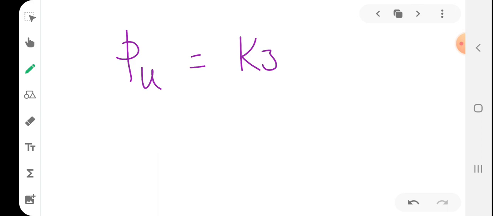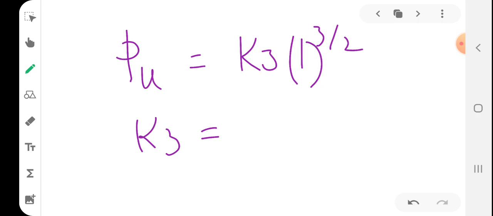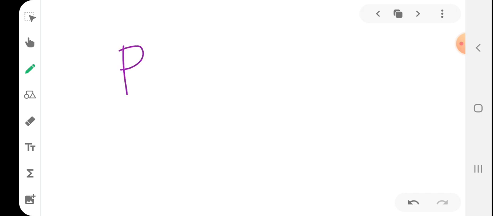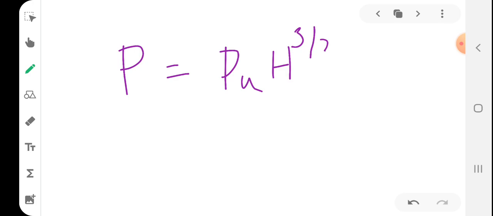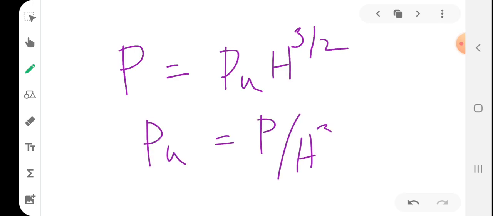So K3 into 1 raised to 3 by 2: when you substitute H as 1, P will become Pu. Solving this equation, K3 will be equal to Pu. Substituting this back in the original equation, P is equal to Pu into H raised to 3 by 2, or Pu can be defined as P by H raised to 3 by 2.